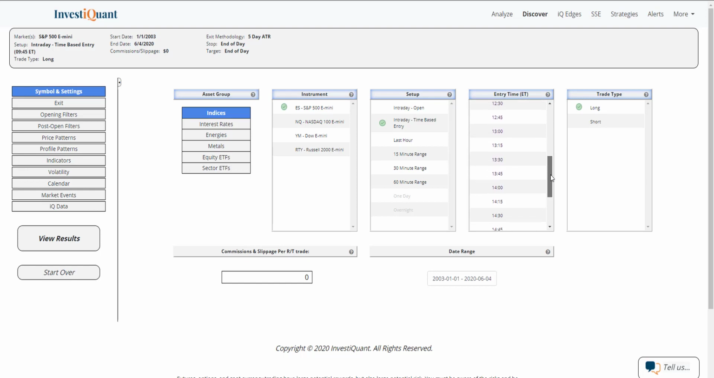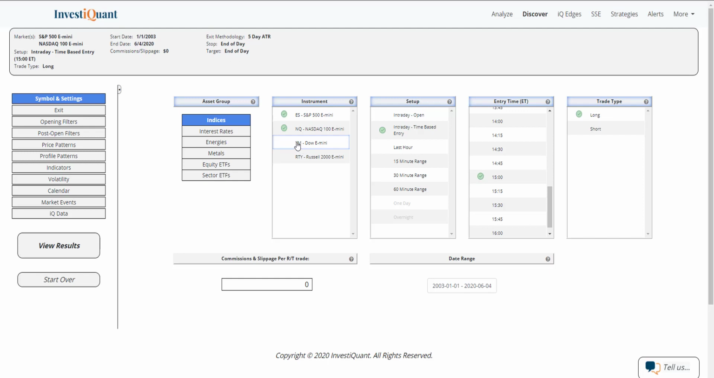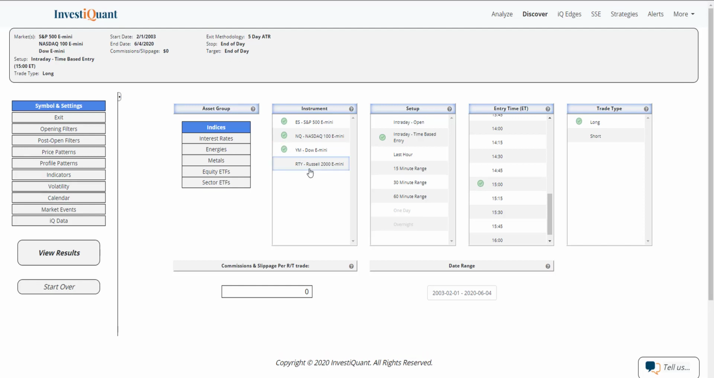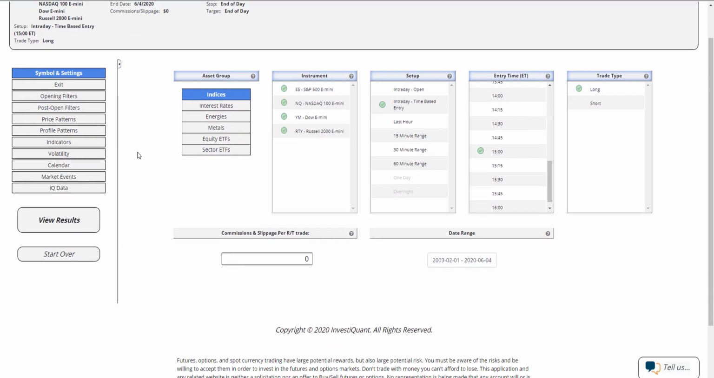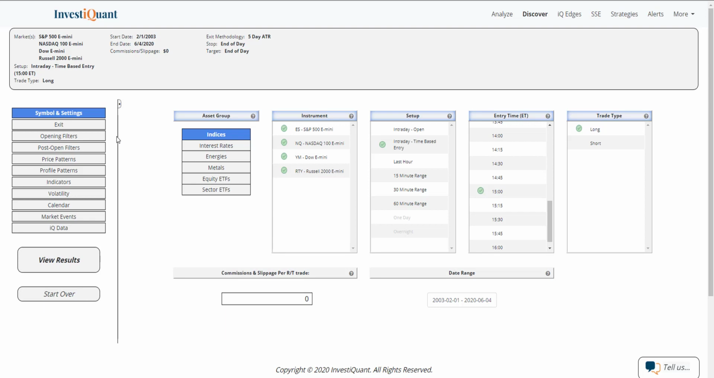So let me set this up here. We're going to use a time-based entry of 3 p.m. Eastern Time. I'll set this up as a long as I always do for these, and then go ES, NASDAQ, YM, and Russell. The exit is going to be at 4:15 p.m. Eastern Time, and the pattern that we're going to be looking at, or the seasonality event, is simply going to be under this market events.